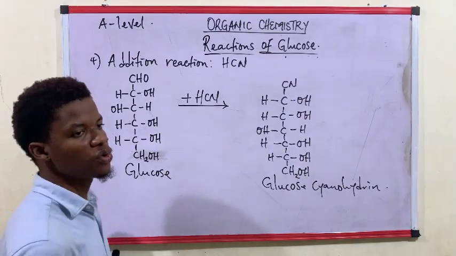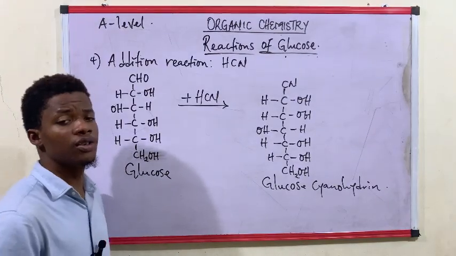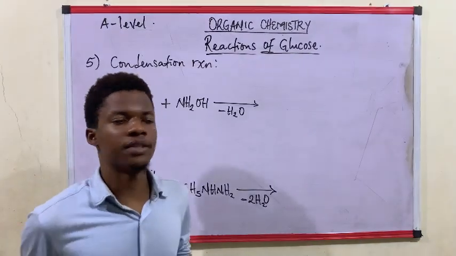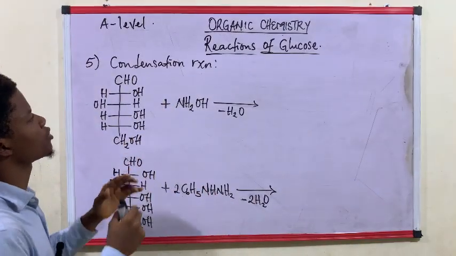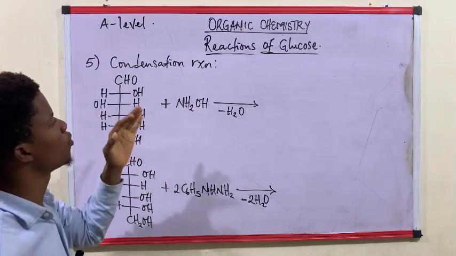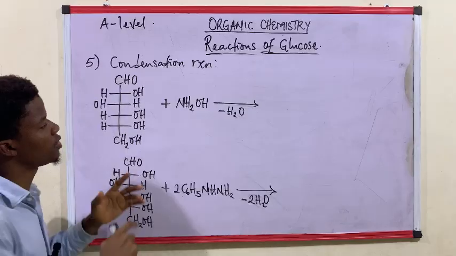Glucose cyanohydrin. Now let's look at the next reaction. All right, we are looking at another reaction, the fifth reaction of glucose, which is the condensation reaction. This is the fifth reaction.